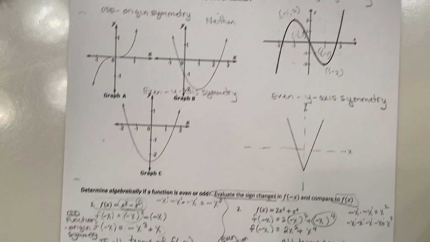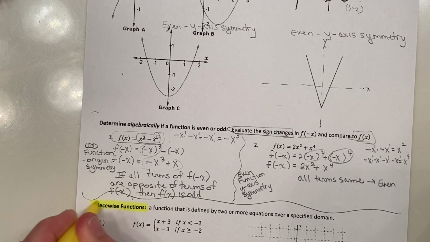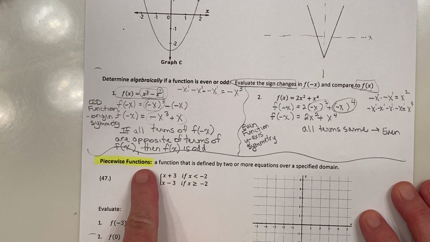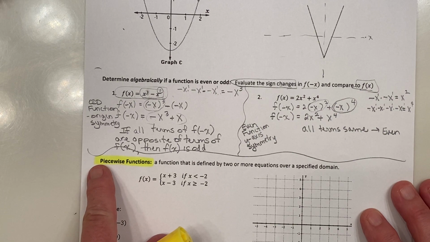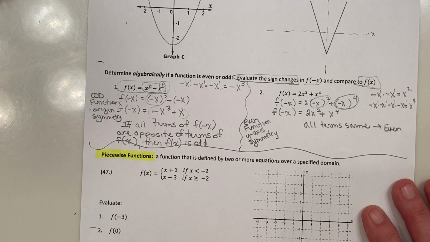All right, continuing in this section, we're going to look at piecewise functions. That's a mouthful. Piecewise functions. Functions just meaning that the graph that we're going to produce here is going to pass the vertical line test. And piecewise just means that it may take more than one equation to produce this graph.